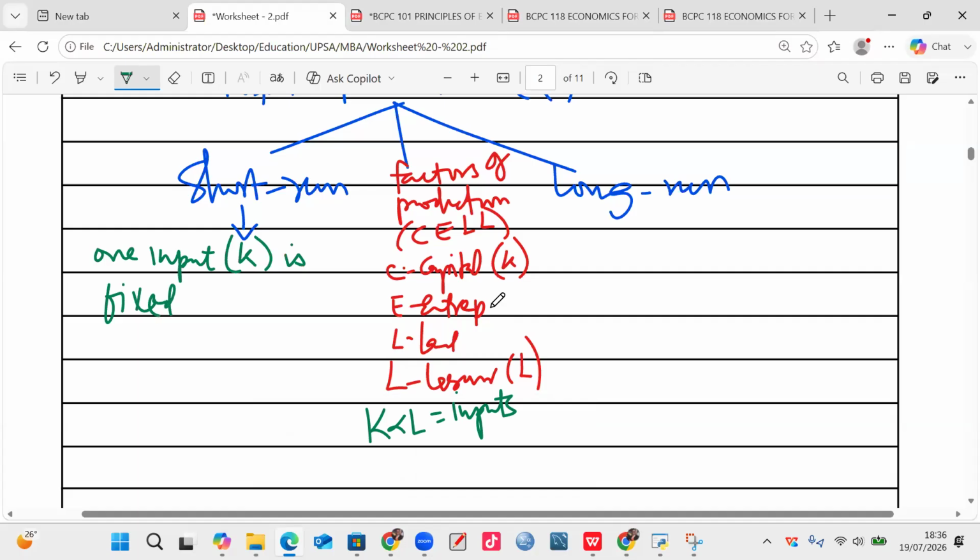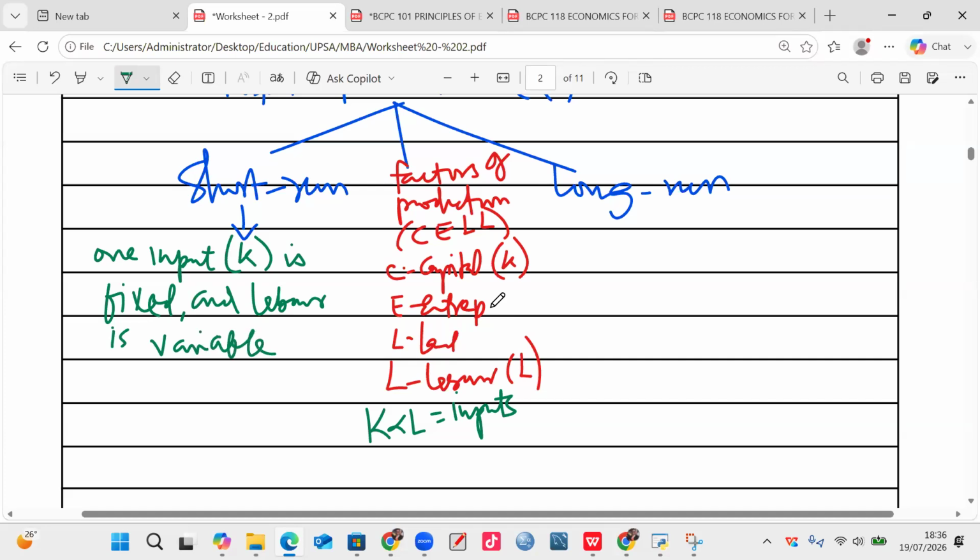This, you need it in level 200. You need it in level 300. You need it in master. So don't write this, what I'm writing on a piece of paper. One input is what? Fixed. And so one input, the capital, is fixed. And labor is variable.